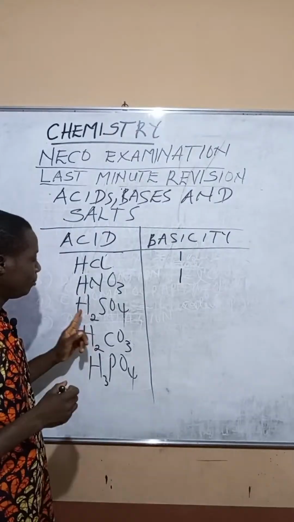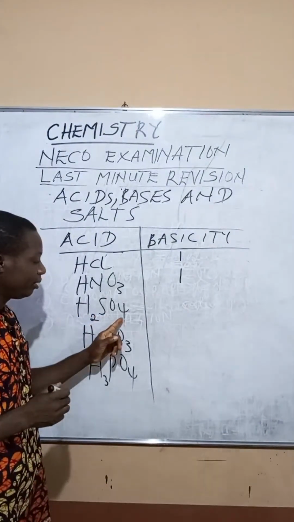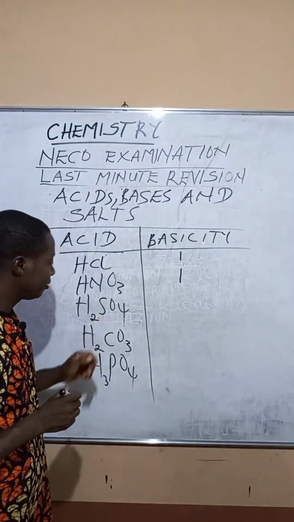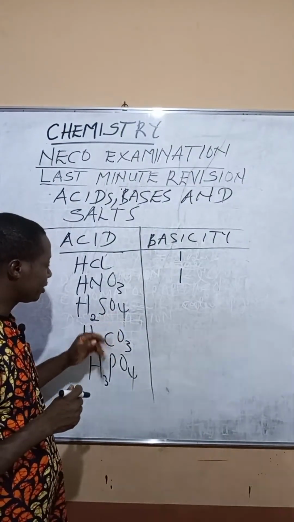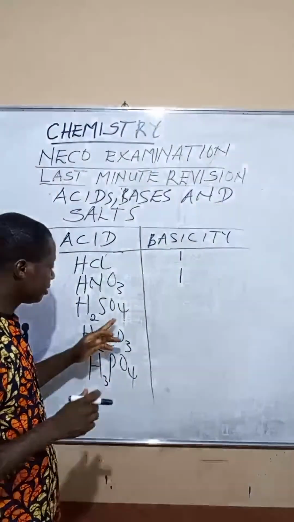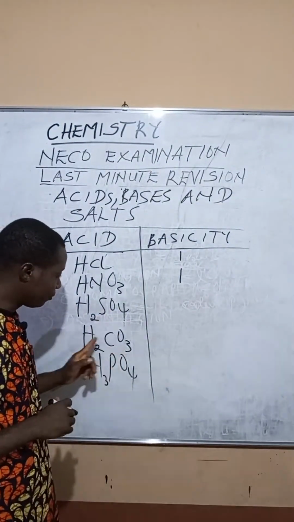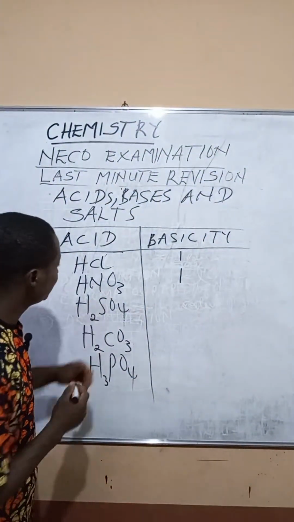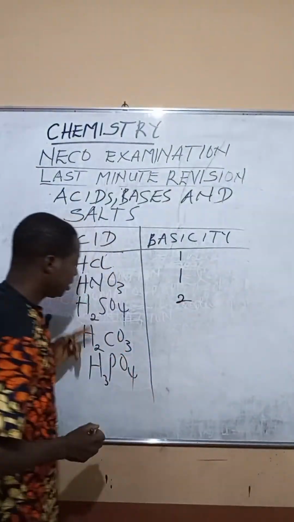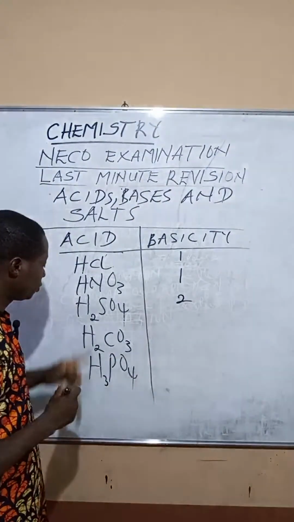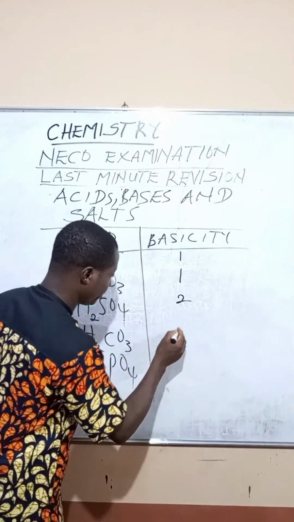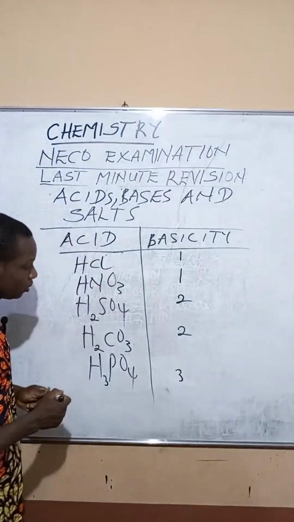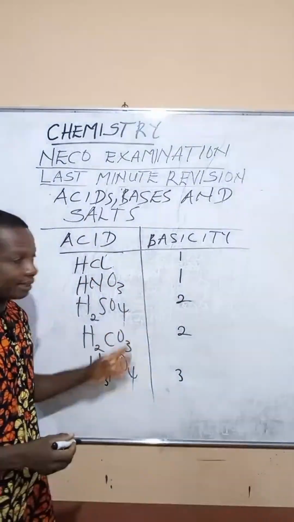Now, what is the basicity of tetraoxosulfate(VI) acid? Sorry, this is trioxocarbonate(IV) acid, and this is tetraoxosulfate(VI) acid. What is the basicity of this acid? This one is 2. It can give out all the 2 hydrogen ions. This one is also 2. Don't forget, it can also give out all the 2. And why is this one 3? Please don't forget. So these are the basicities of each of these acids, right?